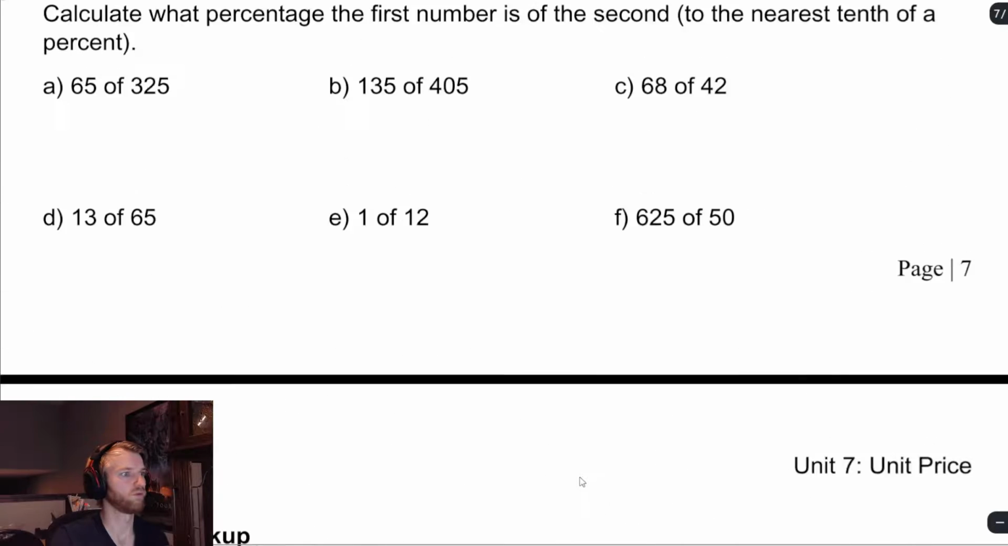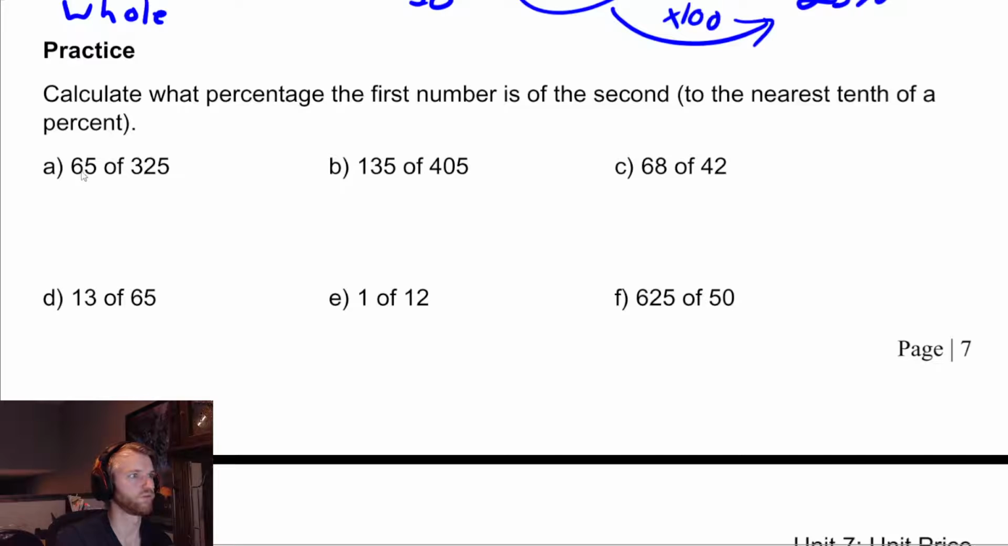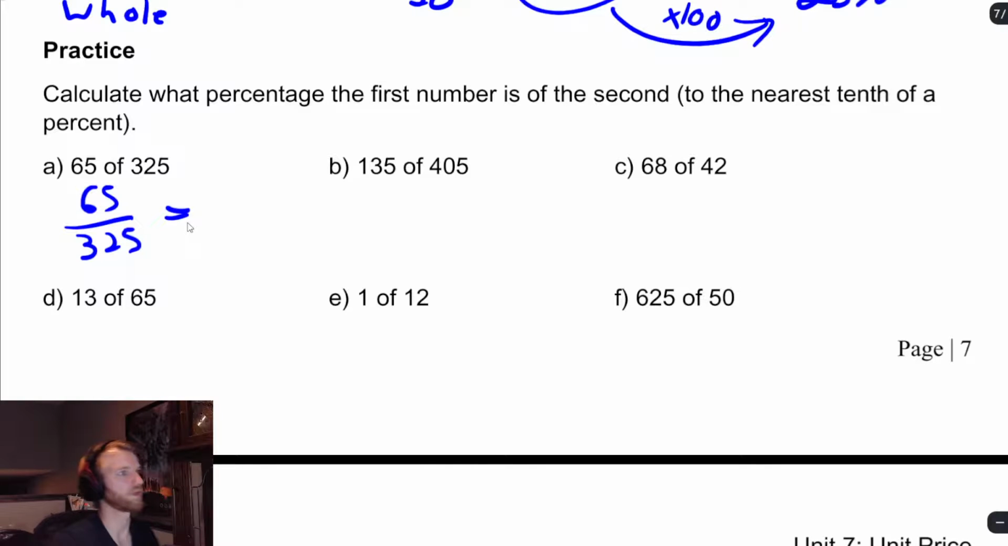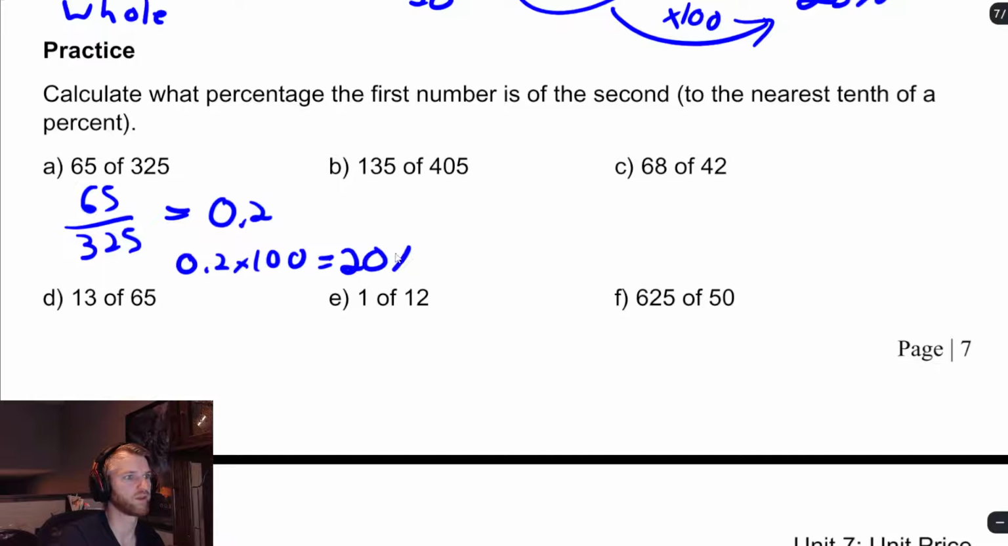So let's do one more example of those, and then we'll move on to the new stuff. What percent is 65 of 325? Here's my whole, here's my part. So 65 divided by 325. On my calculator, I'm saying 65 divided by 325. That gives me 0.2. To find it as a percent, I multiply by 100. 0.2 times 100 is equal to 20. And now I write that percent symbol, 20%.